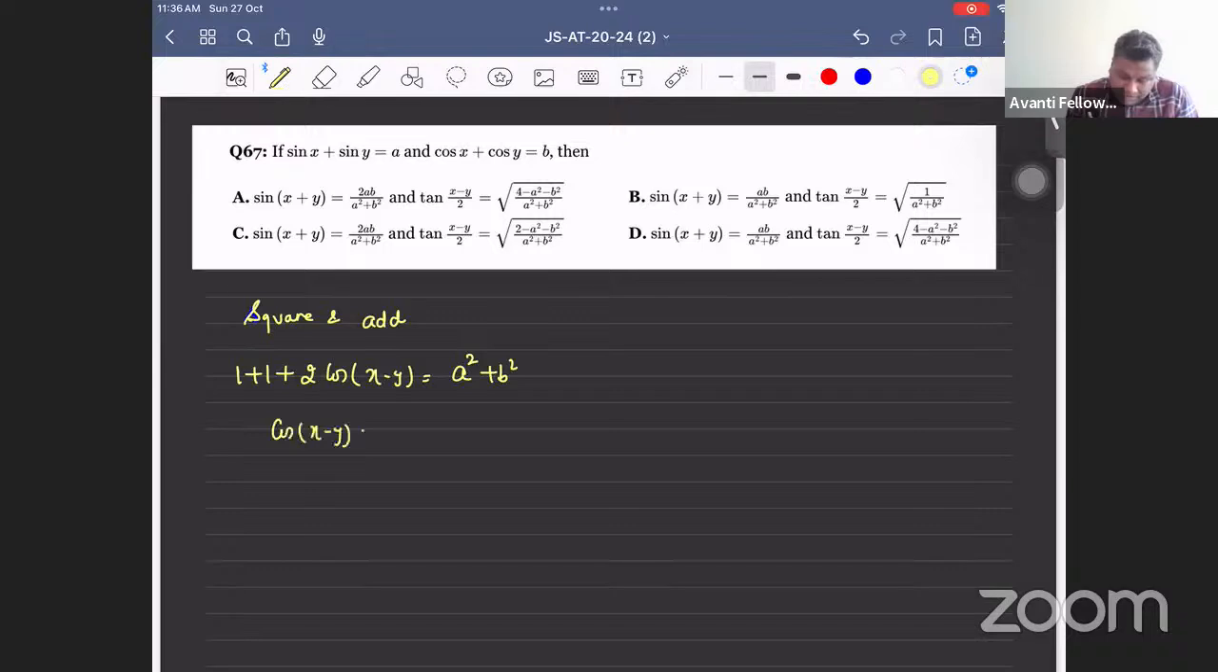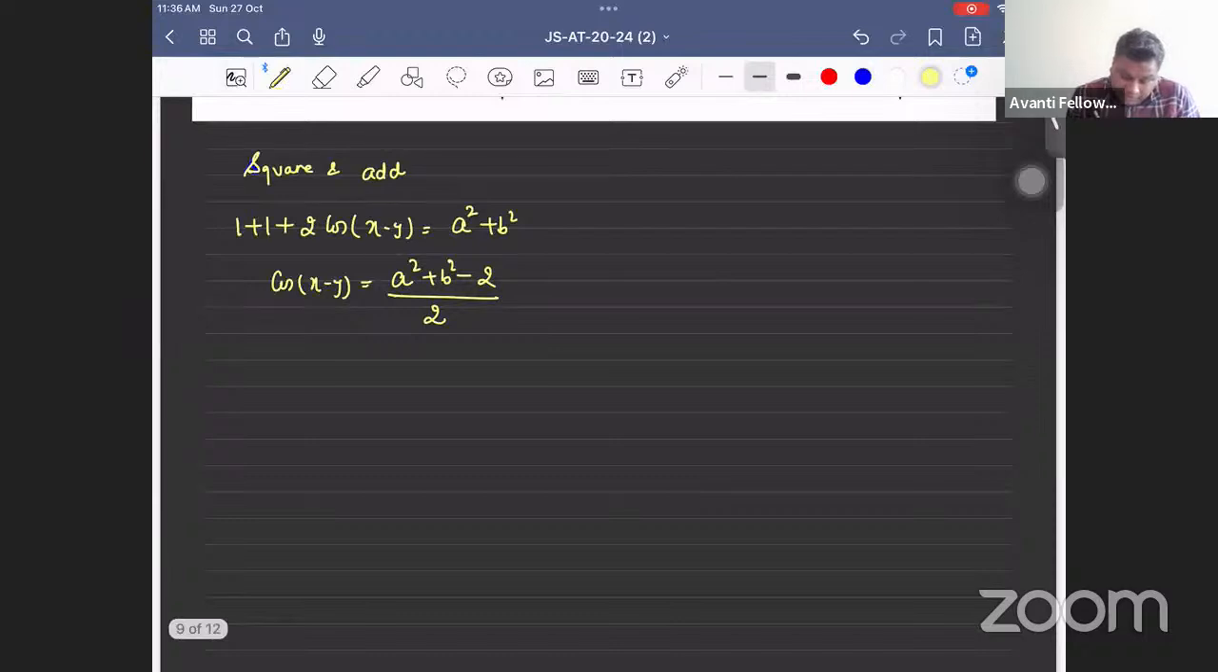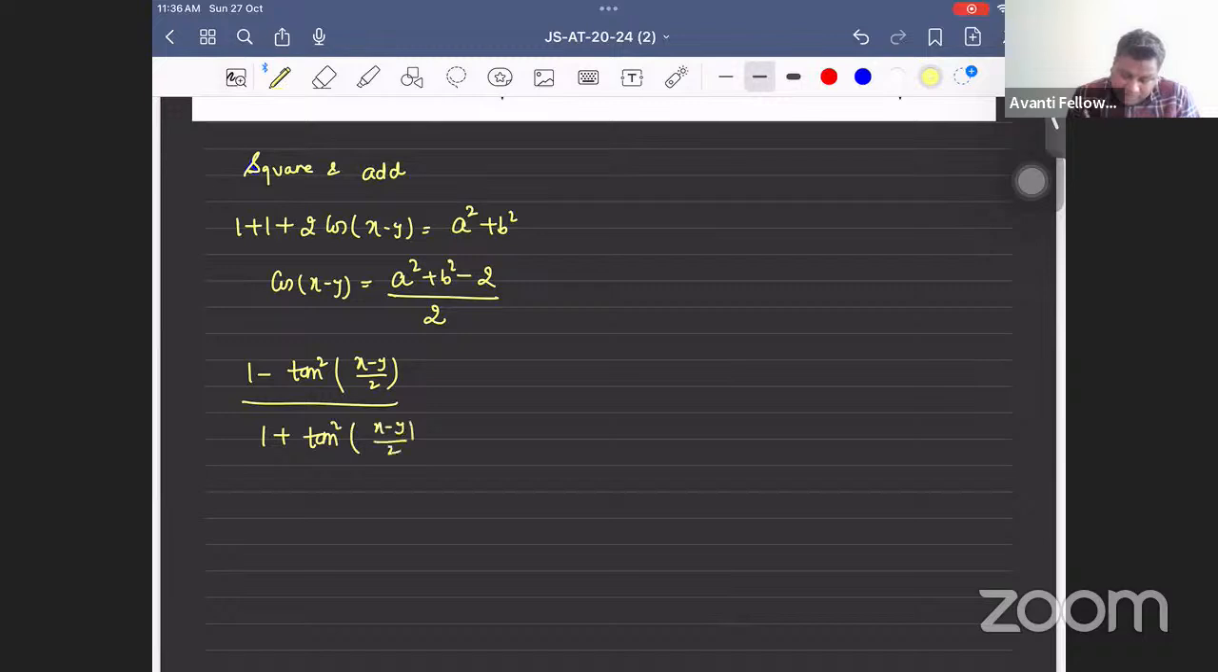So cos of (x minus y) is (a square plus b square minus 2) upon 2. Now in all the options they are asking tan of (x minus y) by 2. So it is (1 minus tan square (x minus y) by 2) upon (1 plus tan square (x minus y) by 2) is equal to (a square plus b square minus 2) upon 2.